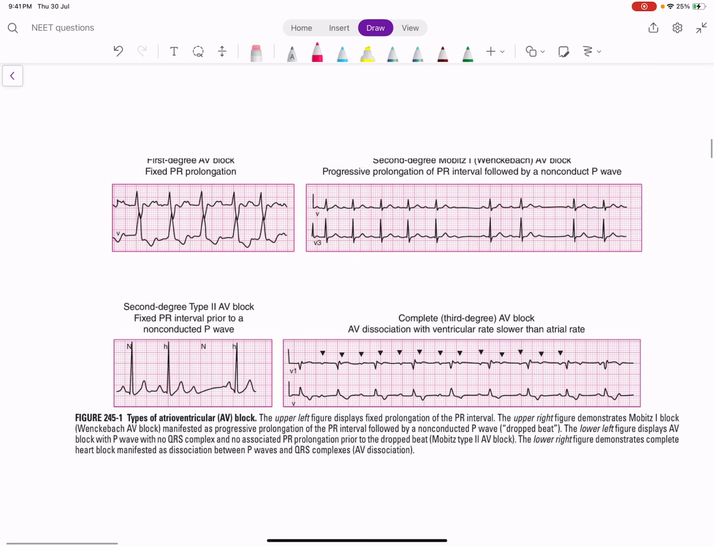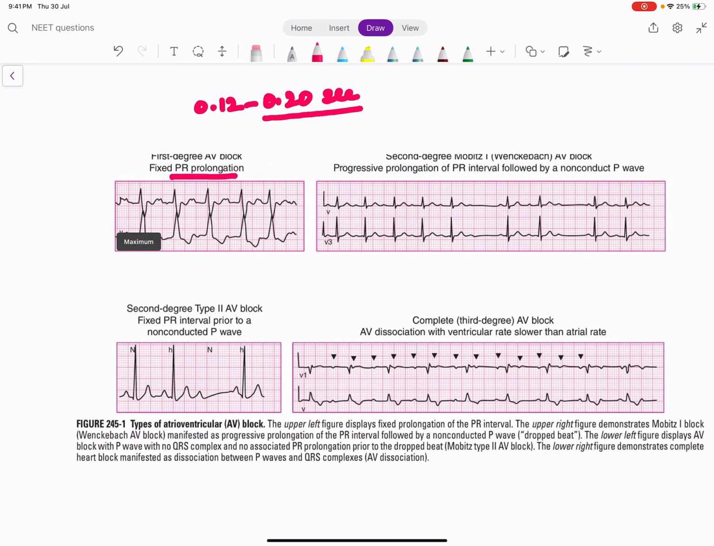First degree AV block is only prolongation. So already told, normal PR intervals 0.12 to 0.2 seconds. So the PR interval gets prolonged, but there is no dropping of beats. So everything is conducted, but only PR is prolonged. So see here.